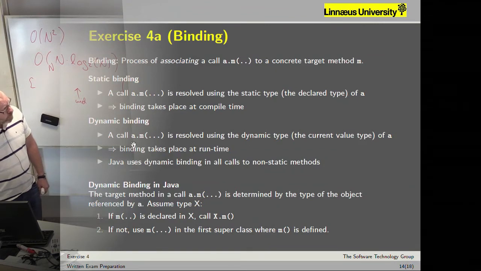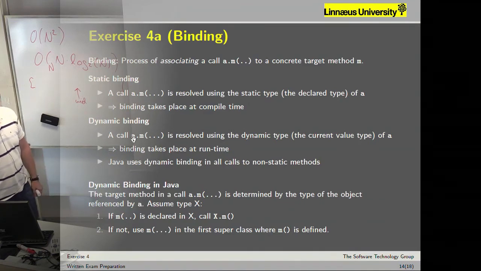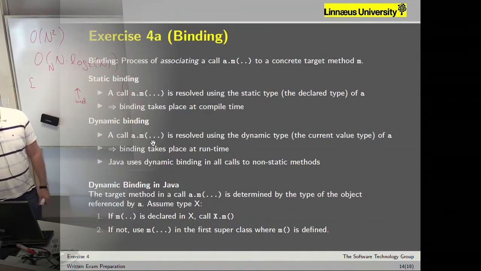We need to check what is the current object value here. Is it of type A or B or C? And then based on this information, we are finding which method M to execute.